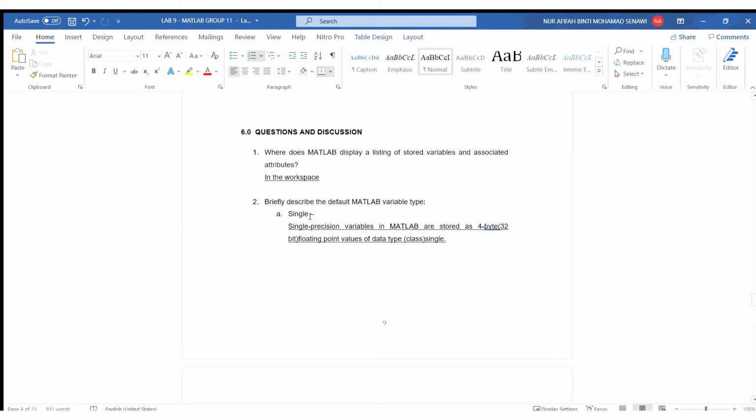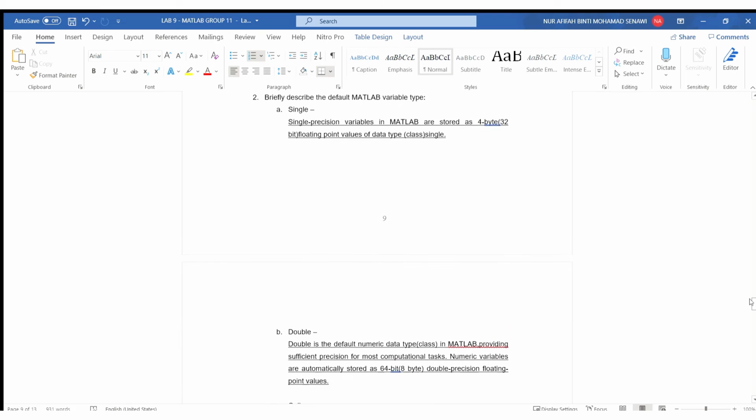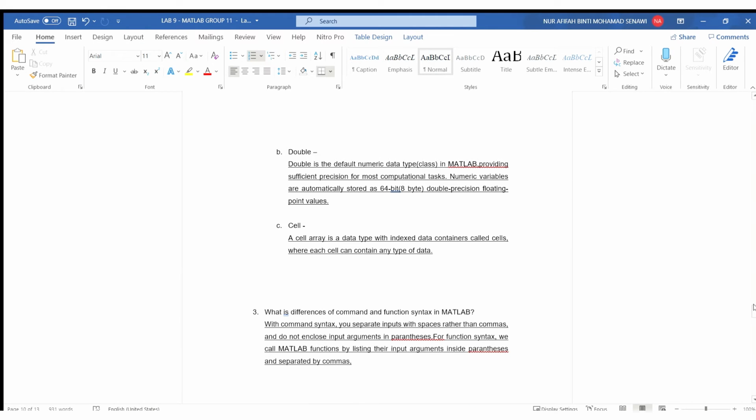So for a single precision variable in Matlab, it is stored as a 4 byte or 32 bit floating point value of data type single. For double, double is the default numeric data type in Matlab, providing sufficient precision for most computational tasks. Numeric variables are automatically stored as 64 bit or 8 byte. So it's double precision floating point value.